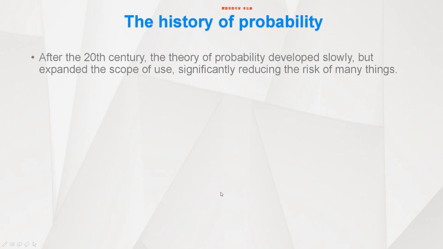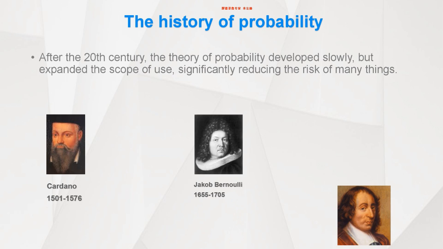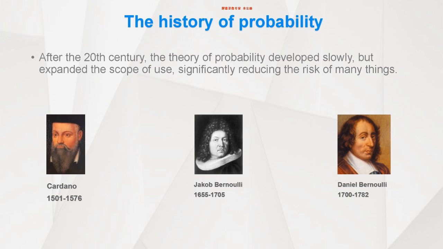Okay, after the 20th century, the theory of probability developed slowly but expanded its scope of use, significantly reducing the risk of many things. Nowadays, probability is normally used in our daily life. For example, when a company wants to make an investment, the professional staff show the data to tell them the probability of getting a high return, and after seeing whether the probability is high or low, the company can make a better decision. Here are three men who contributed a lot to the development of probability: Cardan, Jacob, Daniel.